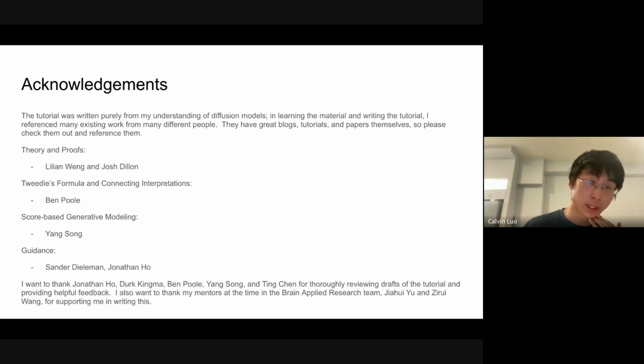I actually learned about Tweedie's formula and connecting interpretations across diffusion modeling and score-based generative modeling from Ben Poole. He gets full credit for that. Score-based generative modeling, of course, comes from the blog posts, papers, and talks of Yang Song. And for guidance, Sander Dieleman's blog posts and Jonathan Ho's papers are fantastic. I definitely want to thank Jonathan Ho, Diederik Kingma, Ben Poole, Yang Song, and Jing Chen for thoroughly reviewing the draft tutorial. They spent a lot of time on it, providing feedback. I should also thank my mentors at the time in the Brain Applied Research team, Xiaohui Yu and Siri Wang, for supporting me in writing this.